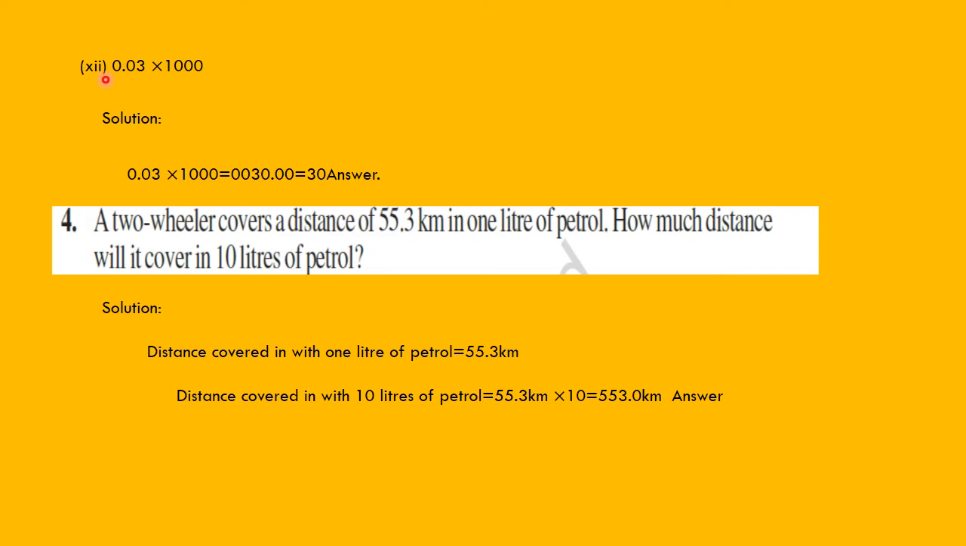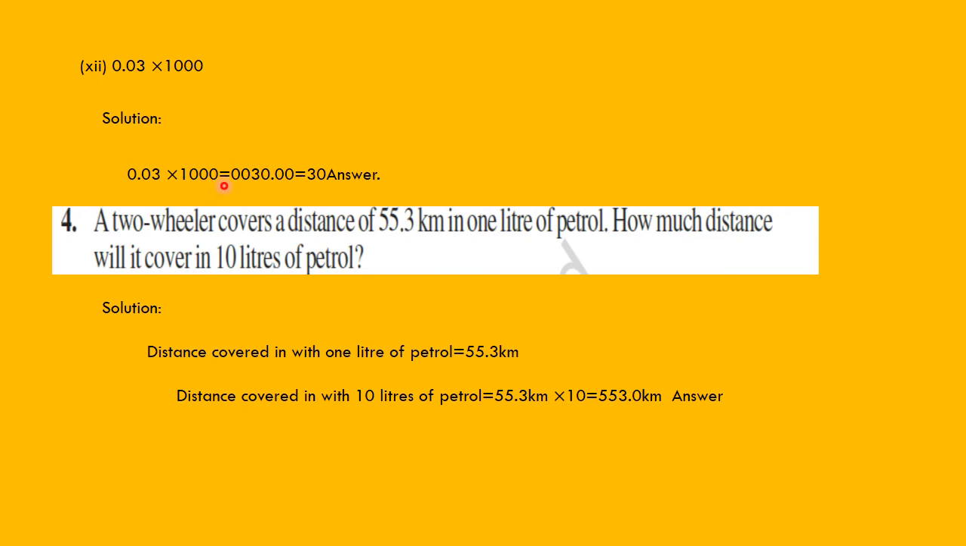Now let us see the 12th question. 0.03 into 1000. So 0.03 into 1000, what happens? I am directly using the shortcut here. You are multiplying it by 1000, so you will write 003 and to the right you will write 3 zeros.